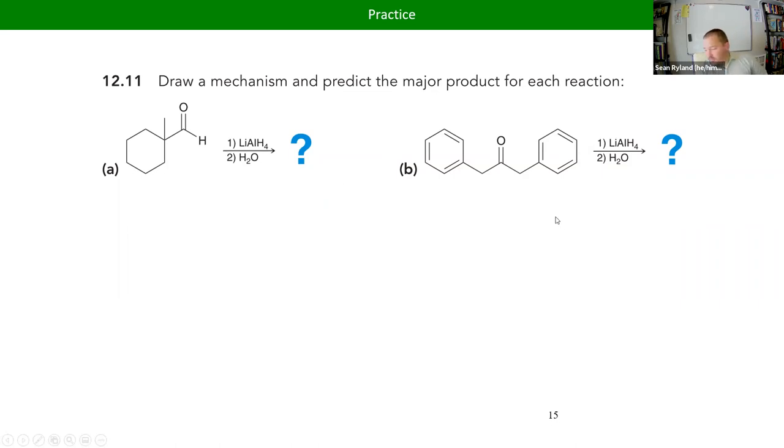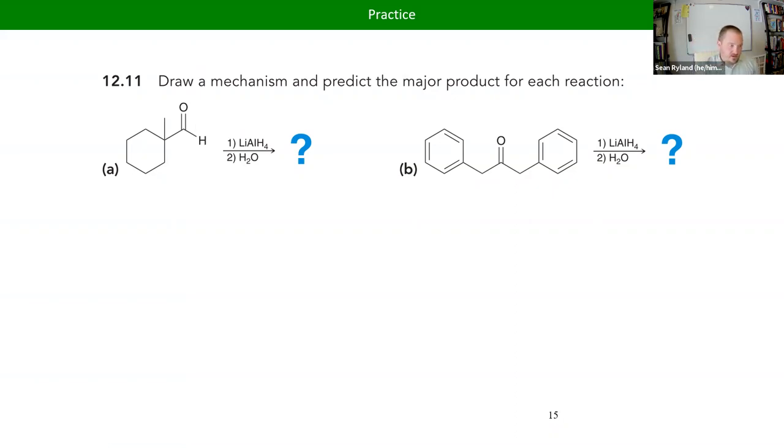All right, so let's start OCHEM by drawing the products for these reduction reactions. Remember, for any carbonyl, especially for an aldehyde or a ketone, lithium aluminum hydride is going to work by breaking the carbon-oxygen pi bond. And then the second step is just to protonate the oxygen that's left.